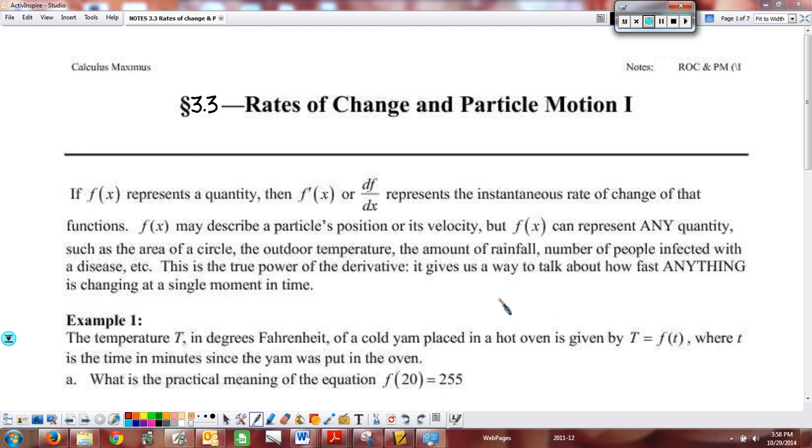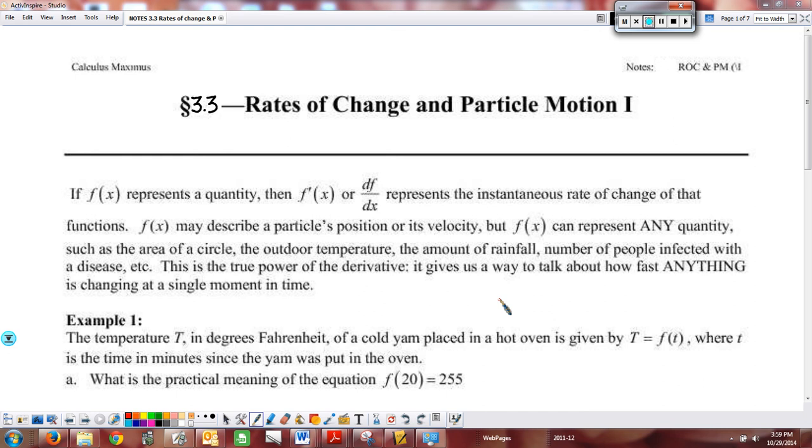So this is one of those, not necessarily its own section, but it comes right now in section 3.3 because you finally have enough shortcut rules that you can actually do a lot of these problems without having to use the limit definition. So what we're trying to do is get you to really understand the application, the concept of the rate of change and how to use it for application problems, which are pretty heavy on the AP.